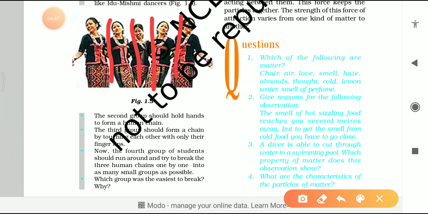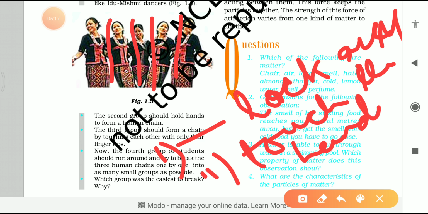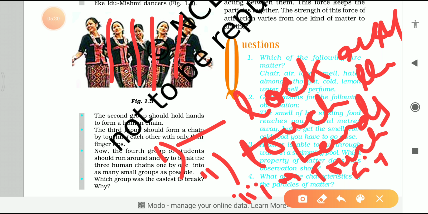Think about it, students, because the first group holds hands at the back and locks arms, the second one touches hands, and the third one touches fingers only. The fourth group wants to break them. In which group can they break easily? This one, the third group. It means the fourth group of students can break the human chain of the third group.